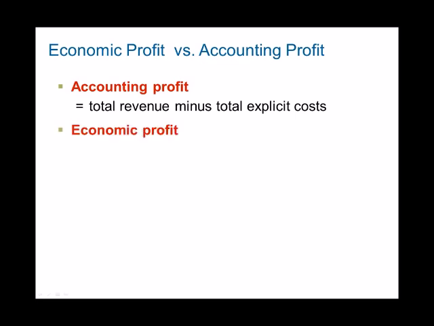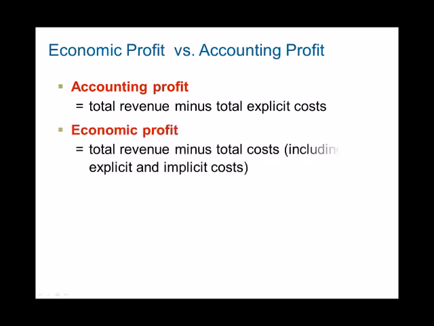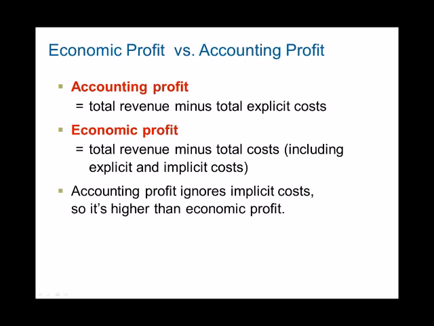Economic profit is basically total revenue minus total cost, which includes explicit and implicit cost. So the value, the opportunity cost, is also included in economic profit. Accounting profit ignores implicit cost, so it is higher than economic profit.